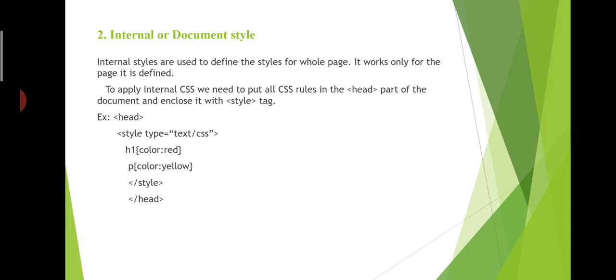Next, I have given some formatting, that is for a heading and a paragraph. The heading color should be red and the paragraph content color should be yellow. Then I have closed the style tag and the header tag. This is the way we are going to apply the CSS format to the entire document.